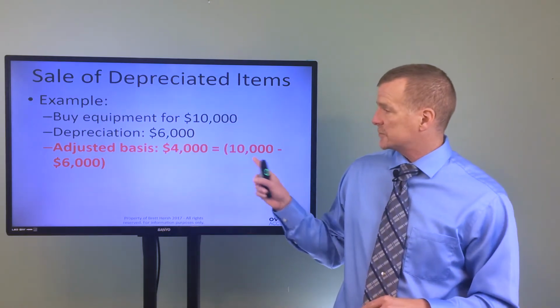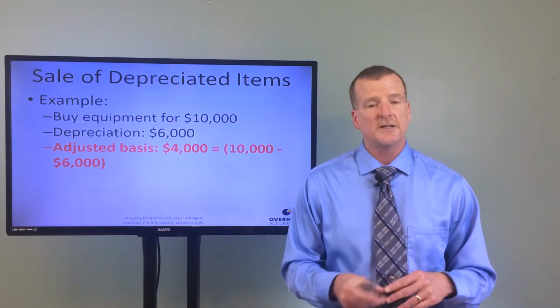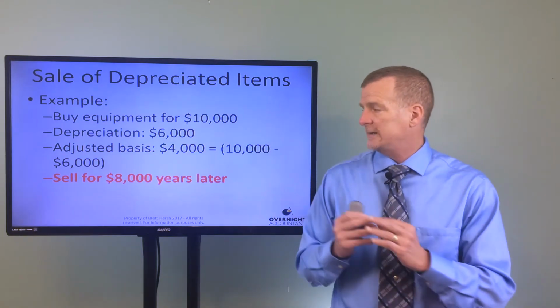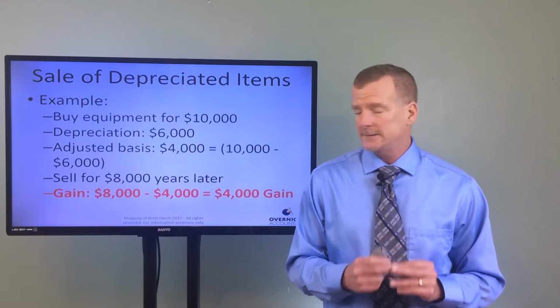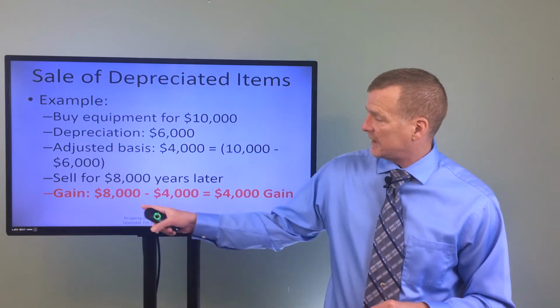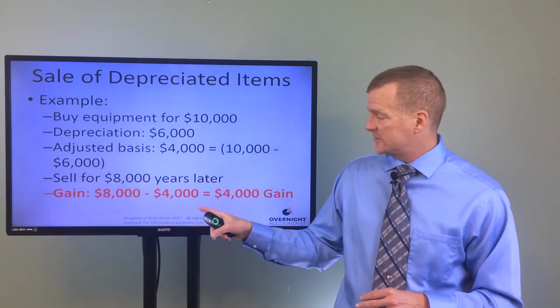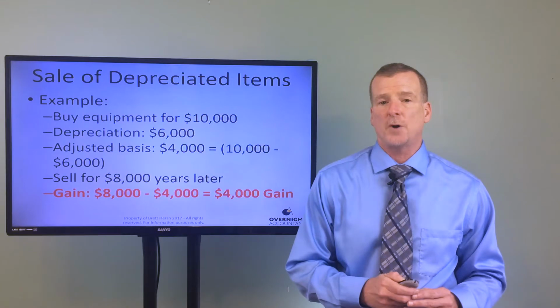That's $10,000, what you purchased the equipment for, minus the $6,000 of depreciation you've claimed so far. So let's say you sell that asset for $8,000 a few years later. So you're going to have a gain. You take your $8,000 sales price minus your $4,000 adjusted basis, which gives you a $4,000 gain. Okay, I hope that makes sense to you.